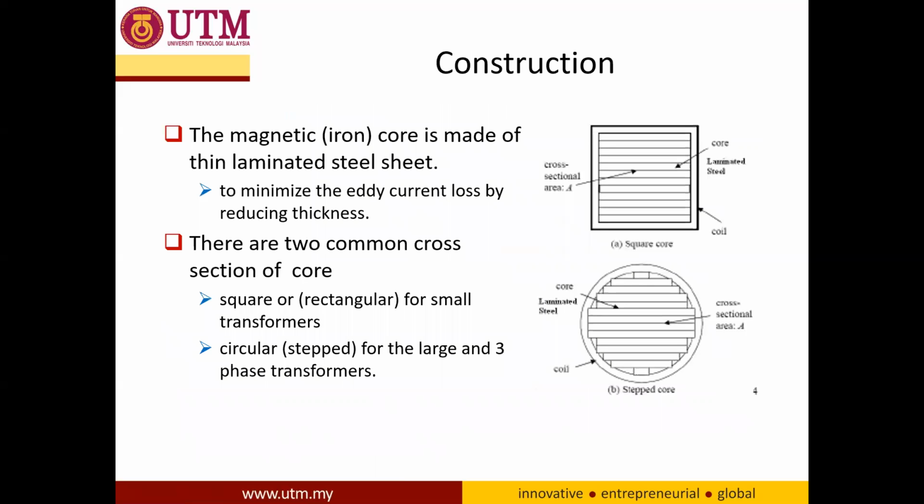And for the construction, the core can be either square or circular, depending. The square is for small capacity transformers, and the circular is for three-phase or higher rating transformers. As you can see here, the core is not a solid core, it's actually a laminated core. We have pieces of iron core that are laminated and then arranged to become a single core. The lamination is used to reduce the eddy current.